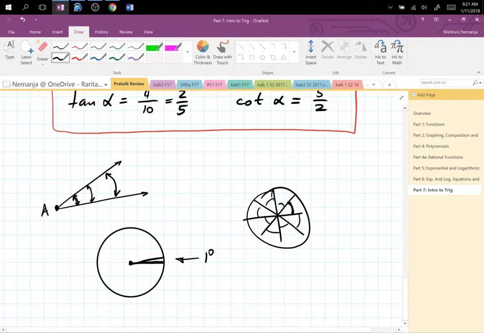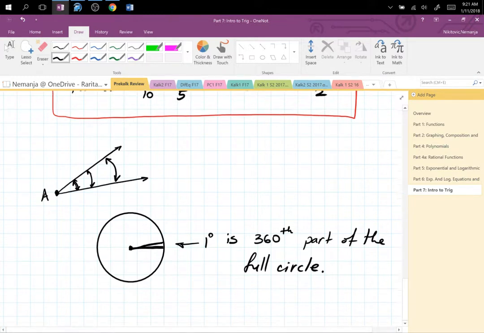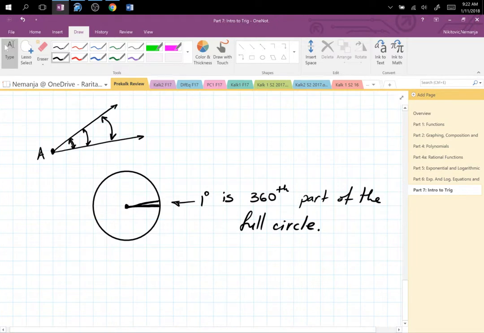So what is 1 degree? 1 degree is the 360th part of the full circle. That's what it is. So 1 degree is written as 1 with this little circle on top. So now, I mentioned earlier 90 degrees.